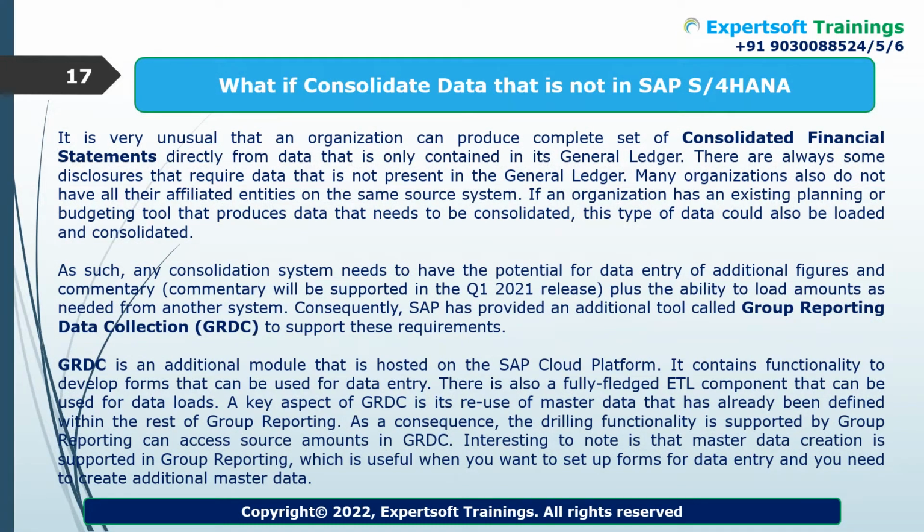Okay, so coming to slide number 17, suppose I have data which is not available in SAP S4HANA, which means it is not available in AC Doc universal journals. It is still possible. As I mentioned, we have one option called a CSV file or an Excel file, which can be loaded directly to the group reporting.